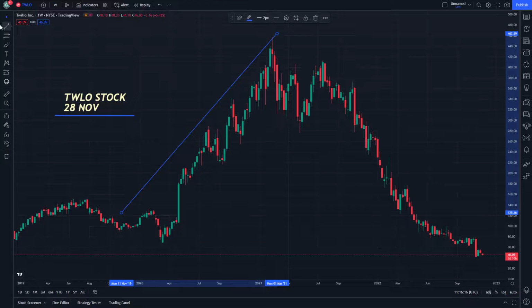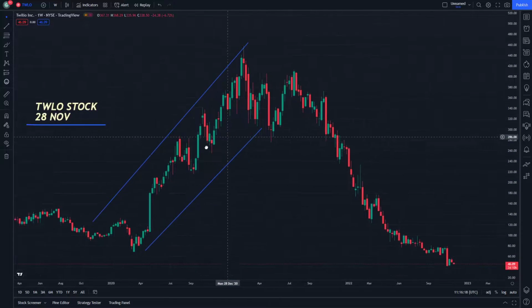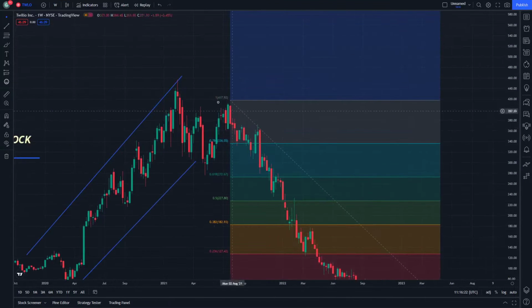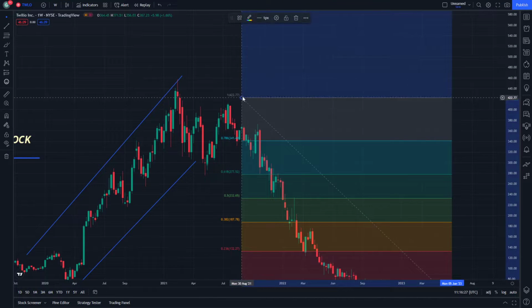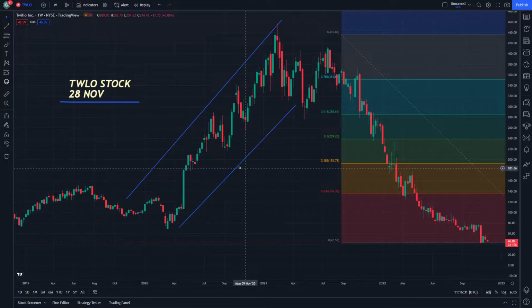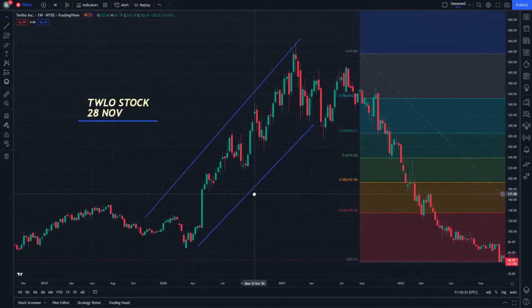We can go for the price here and the second price here. Absolutely, this is going to be the 0 Fibonacci level, and another one is going to be the 1 Fibonacci level, so that the price is going to be about... what is TWLO Twilio stock B.